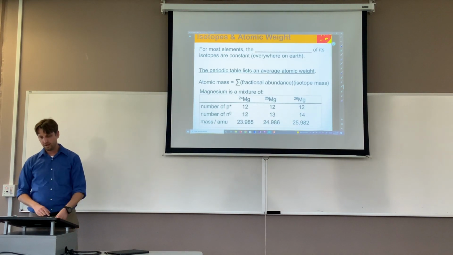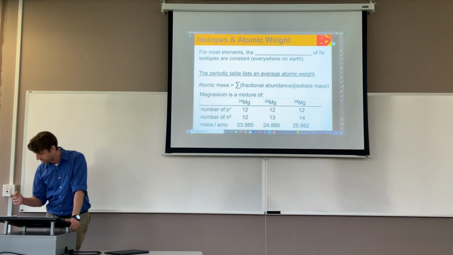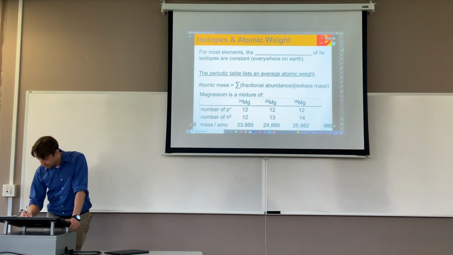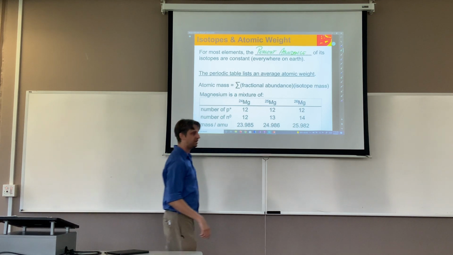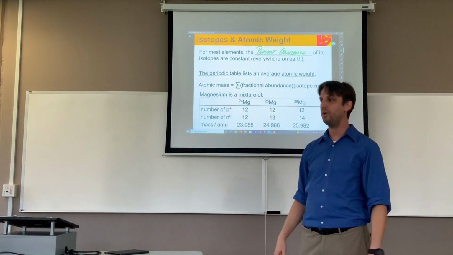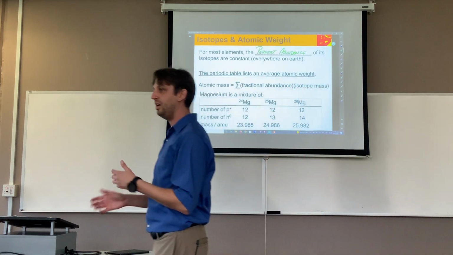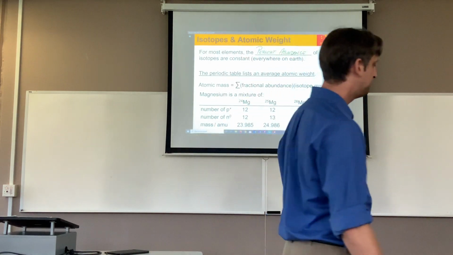Okay, here we go. So for most elements, the percent abundance of its isotopes is constant. That's what I'm talking about. You take a scoop of carbon anywhere on this planet, we're going to see 99 to 1, carbon 12 to carbon 13, okay?